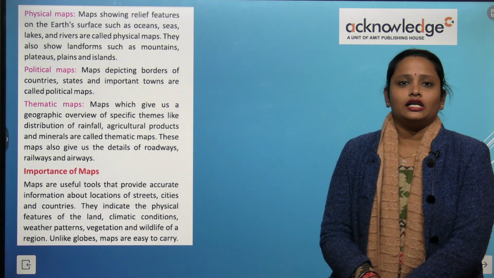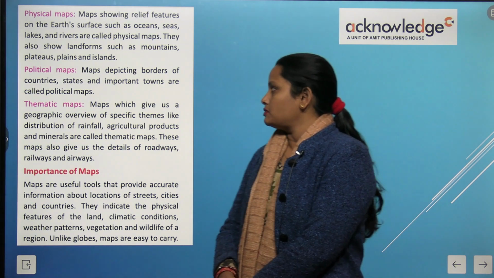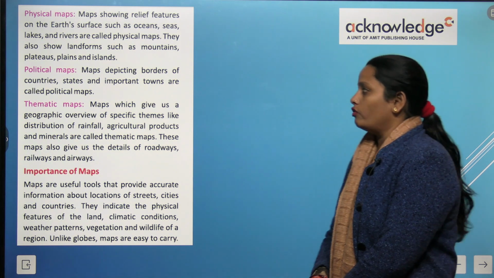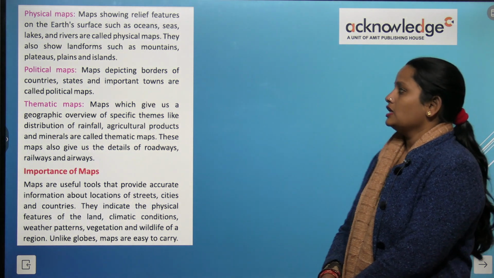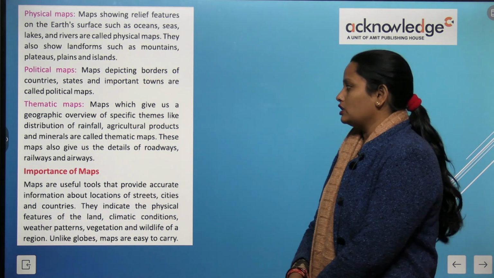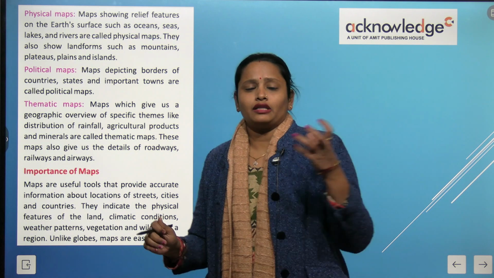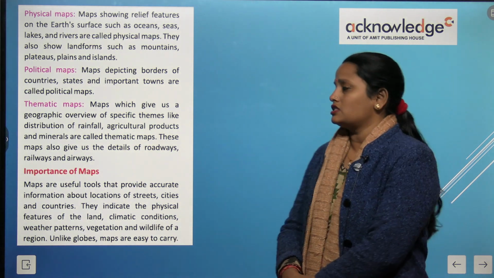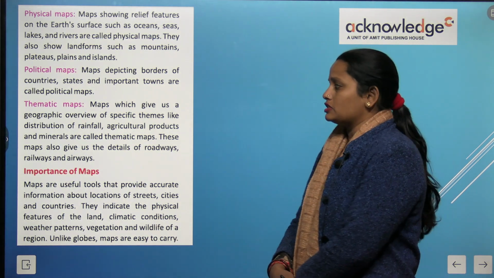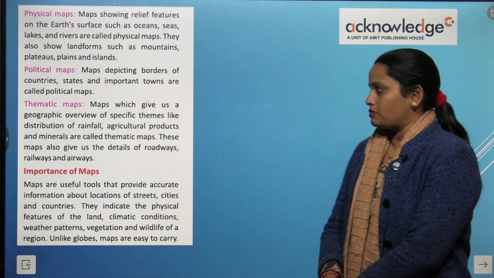Now let's learn about a third type of map, that is thematic maps. Maps which give us the geographic overview of specific themes like distribution of rainfall, agriculture products, minerals are called thematic maps. So वो मैप जो इंफॉर्मेशन देते हैं कि कहाँ पे कितने रेनफॉल हुई, कहाँ पे एग्रीकल्चर कैसा है, कहाँ पे मिनरल्स मिलते हैं, क्या क्या क्रॉप्स मिलते हैं, ऐसे मैप को हम थीमेटिक मैप्स कहते हैं.